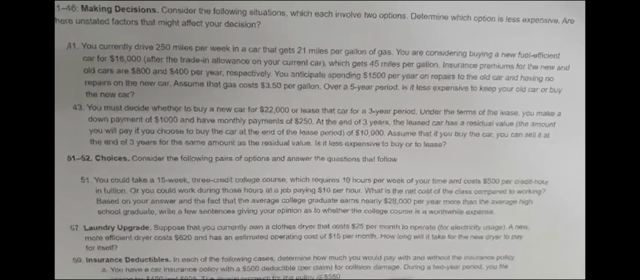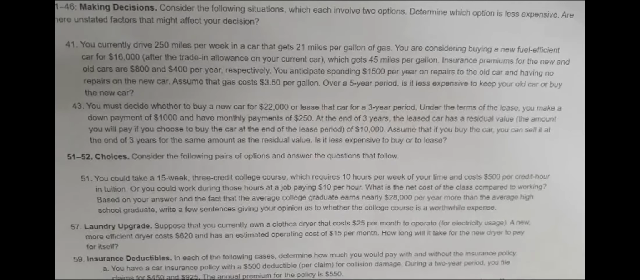You're considering buying a new car for $16,000 after the trade-in allowance on your current car, which gets 45 miles per gallon. The insurance premiums for the new and old car are 800 and 400 euro per year respectively. You anticipate spending 1,500 per year on repairs to the old car, and having no repairs on the new car. Assume that gas costs $3.50 per gallon over a 5-year period. Is it less expensive to keep your old car or buy the new car?